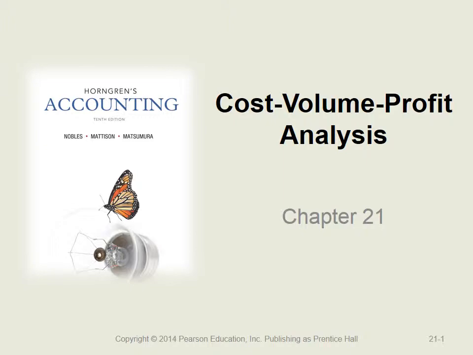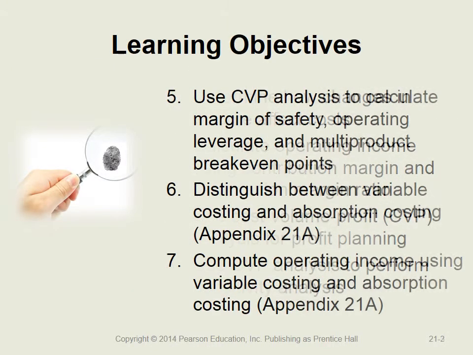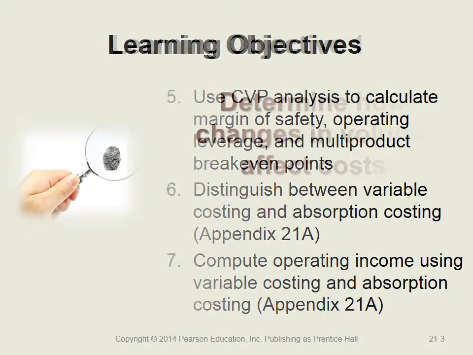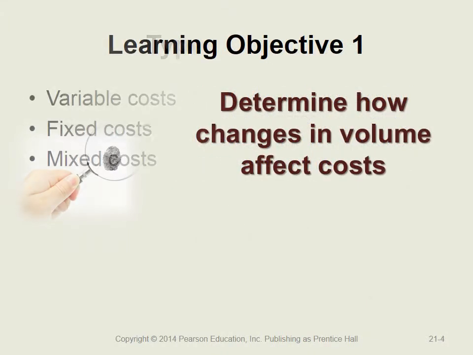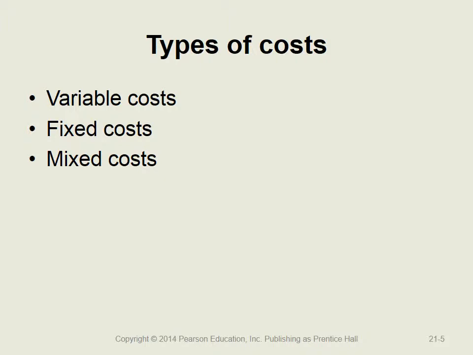Chapter 21, Cost Volume Profit Analysis. Managers need to know how a business's costs are affected by changes in its volume of activity, such as number of products produced and sold, in order to make good decisions about business.